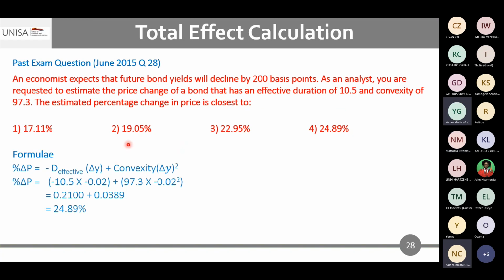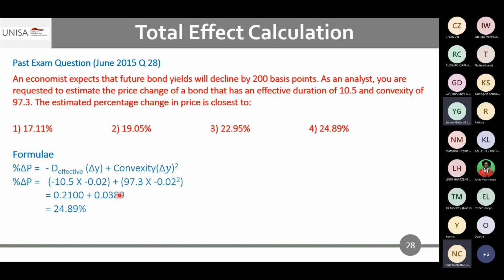So we first start off with our duration effect. Our duration was given to us as 10.5, so we say negative 10.5 times the 2% change in yield, which gives 0.21. Then we have our convexity effect. Our convexity was given to us as 97.3 times our change in percentage squared. First you square your change in percentage and multiply it by your convexity, which will give you 0.0389.